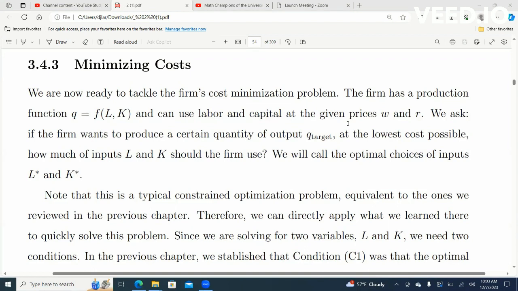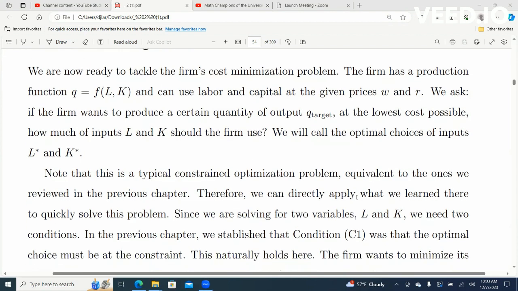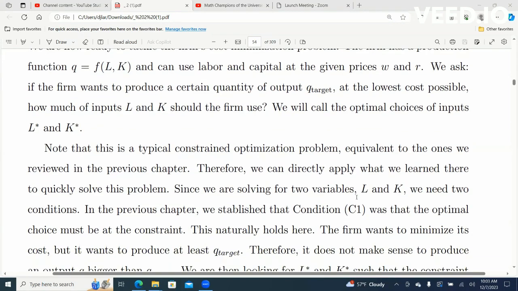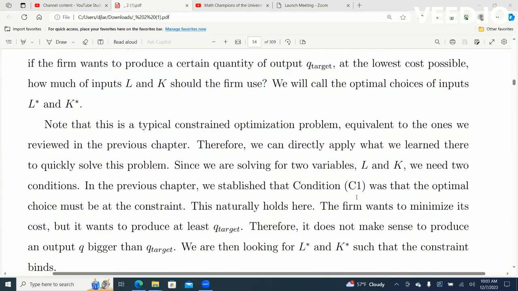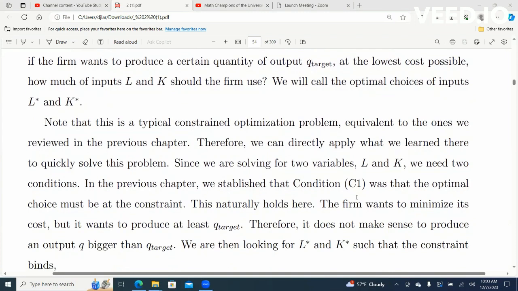But we just read this, and we're supposed to define condition one and condition two, but it's more the theory. Yeah. So, minimizing costs: we are now ready to tackle the firm's cost minimization problem. The firm has a production function, quantity equals a function of labor and capital, and can use labor and capital at the given prices, wage and rent. We ask, if the firm wants to produce a certain quantity of output, Q target, at the lowest cost possible, how much of inputs L and K should the firm use?